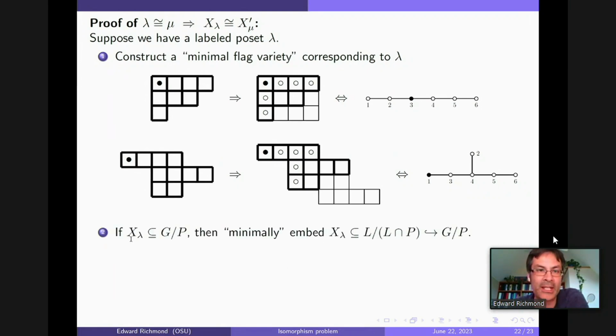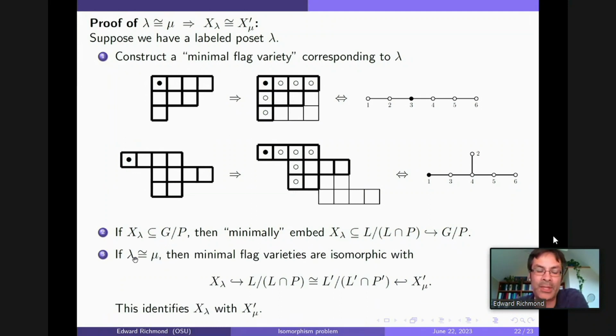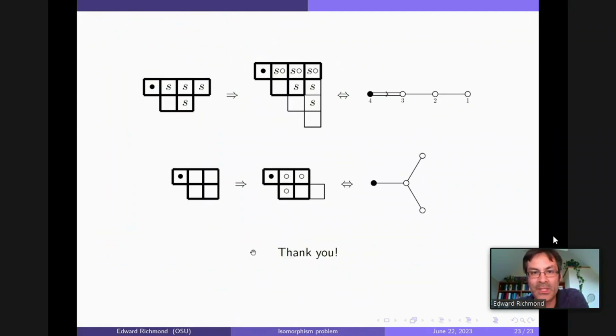And so our technique is that we take this Schubert variety and embed it in this minimal co-minuscule flag variety. And then we have a theorem that says that if you have isomorphic posets, then they generate the same minimal flag variety that they embed in. And then there's a careful argument you need, that if you identify this isomorphism appropriately, then these Schubert varieties land on top of each other. Okay, so that's the proof. Here are some more pictures, and thanks for listening.